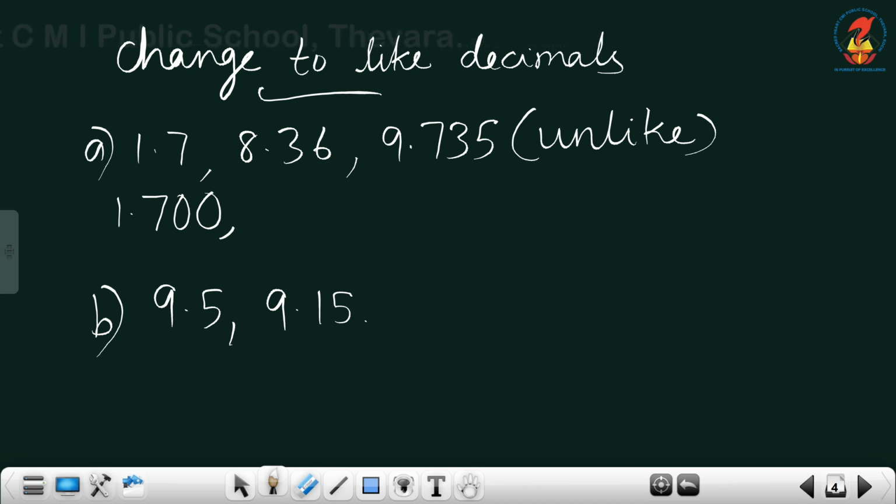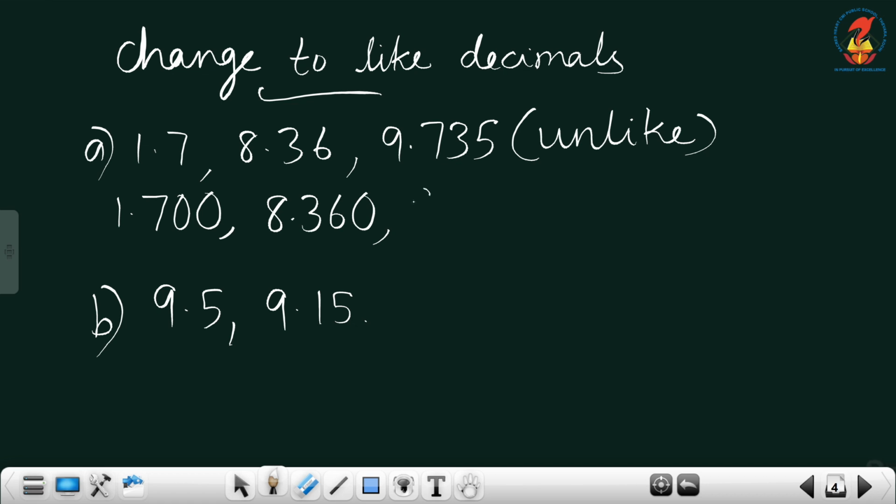And see the next one, 8.36 only. We have 2 decimal places only here. I need to add one more decimal place, right? How? After 8.36, I need to add 1 zero. See this? Now I have 3 decimal places here.